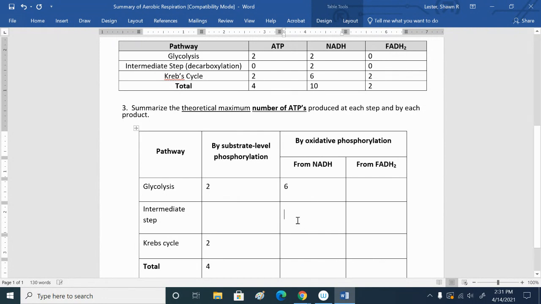In the intermediate step, two NADHs are produced, which means six ATPs from those two NADHs, and in the Krebs cycle there were 6 NADHs, and they make 18, for a total of 30. In the FADH2, we only had 2 of those produced in the Krebs cycle, and we said that they yield 4 ATPs.